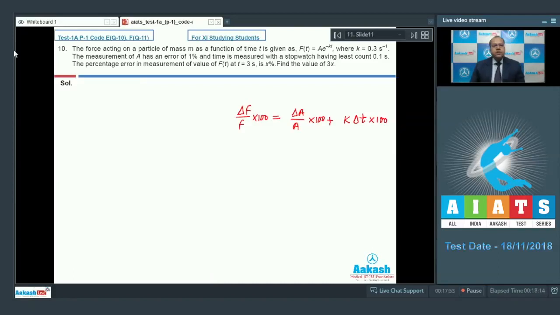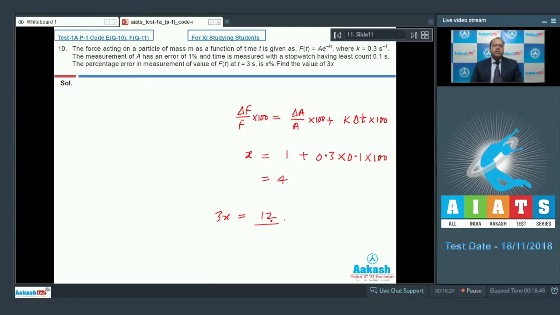So it is given in the question, the percentage error in the measurement of f is x%. So this is x, and it is equal to the percentage error in measurement of a, which is 1%, plus the value of k, which is 0.3, into delta t, the least count, which is 0.1, into 100. So from here, the value of x comes out to be 4%. So we have to find out the value of 3x. So the value of 3x is equal to 12. So the correct answer for question number 10 is 12.